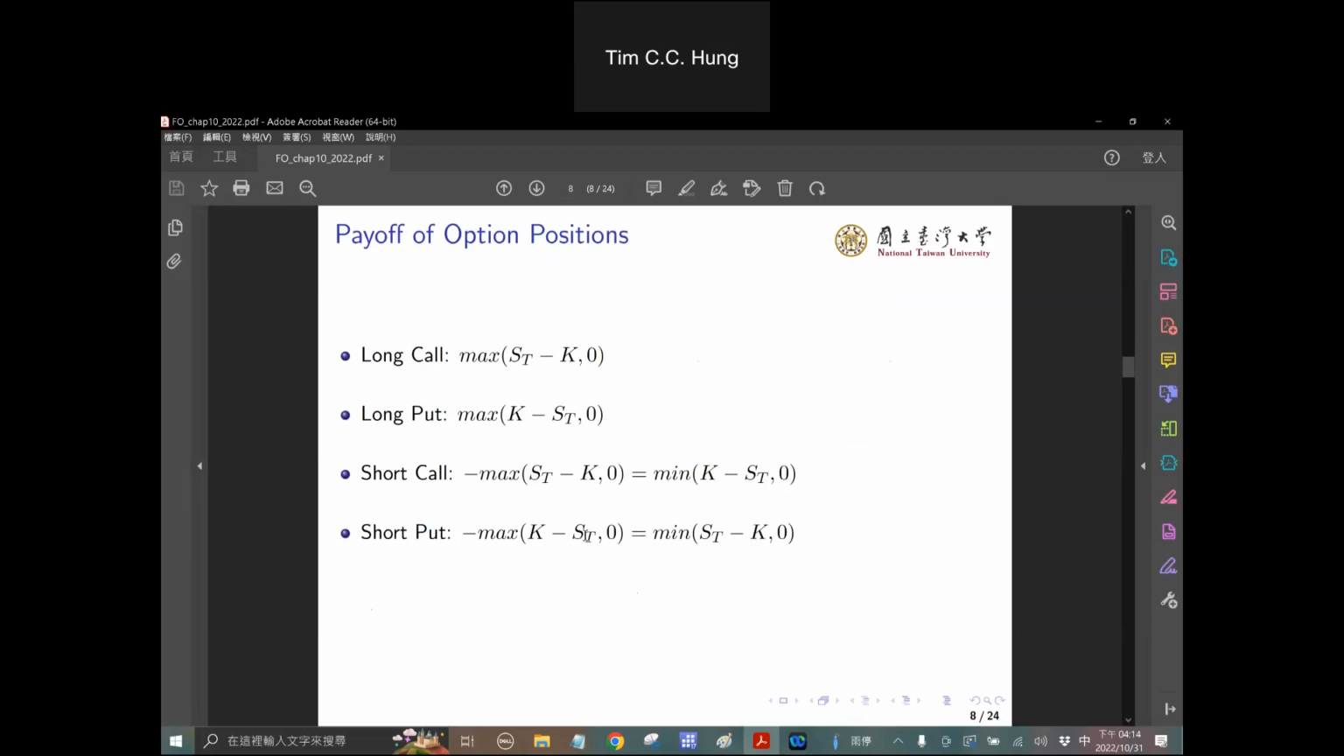Now let's talk about what is the payoff of these four positions. We have a long call, long put, short call, short put. And now let's use some very obvious mathematical operators. We have a max function and a min function.